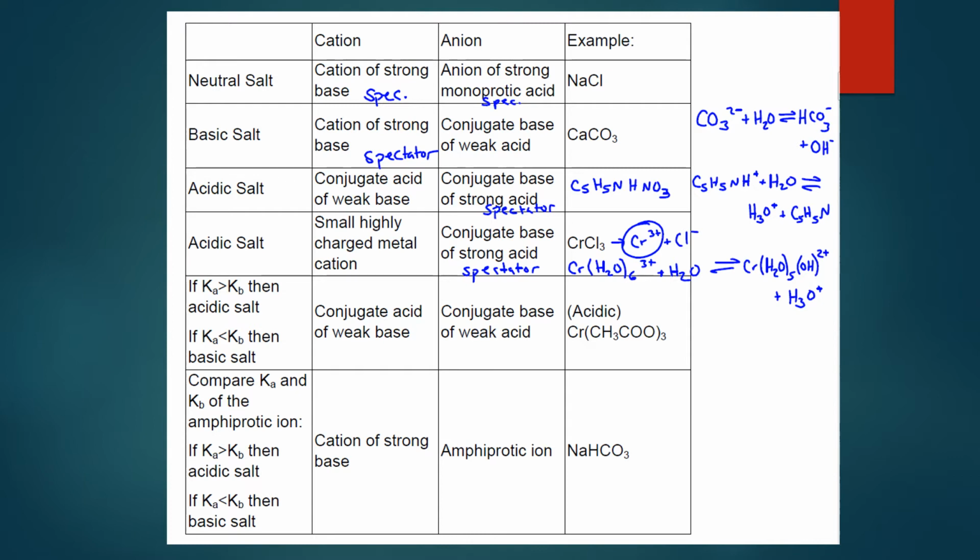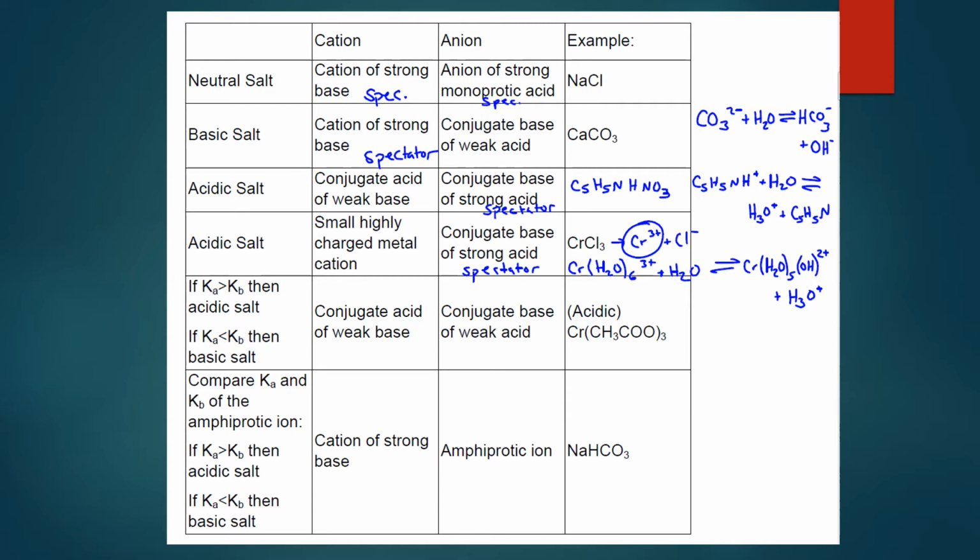Another situation where we need to do a little bit of math is if we have an acidic salt and a basic salt. So if we've got a conjugate acid of a weak base and a conjugate base of a weak acid, we're going to have to do a little figuring out to see which one is stronger. So here's an example. We've got a chromium ion when we split this apart, and then we've got an acetate ion as well. So the chromium will act as an acid, but the acetate will act as a base. So we have to figure out which one is bigger.